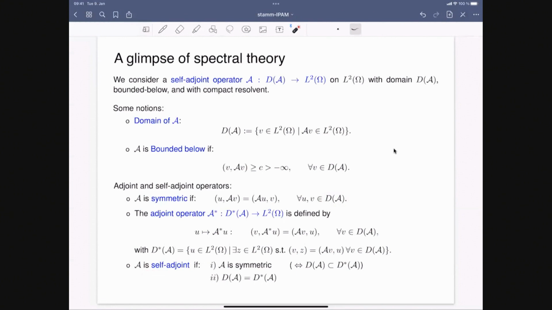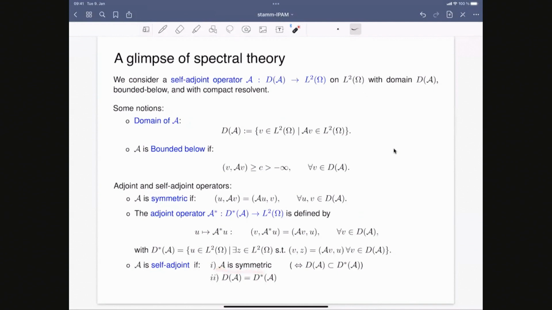Before we come to the self-adjointness, let us first introduce the adjoint operator. It also has a domain of definition and maps to L2, and it is defined by the mapping u to A star of u, where A star of u is this function that is uniquely determined as the z such that (v, z) is equal to (Av, u) for any v in the domain of A, and the corresponding domain for A star is exactly what I said, namely all u such that there exists such an element with which this expression makes sense.